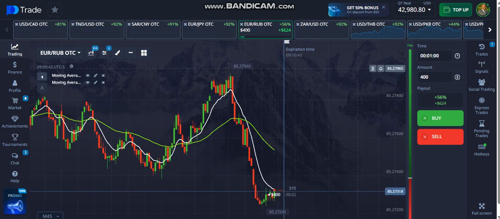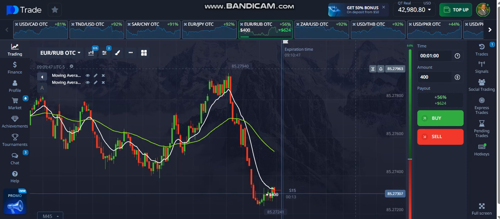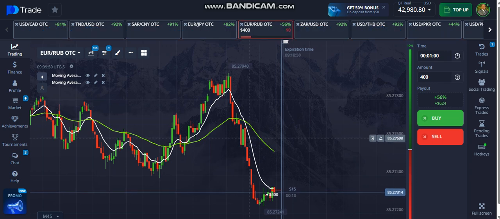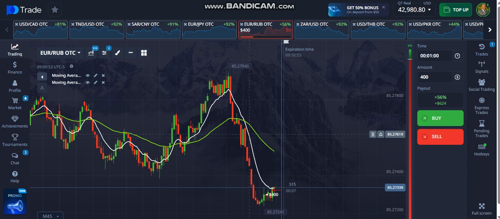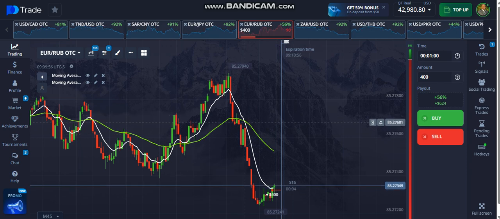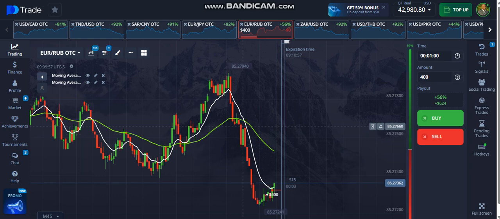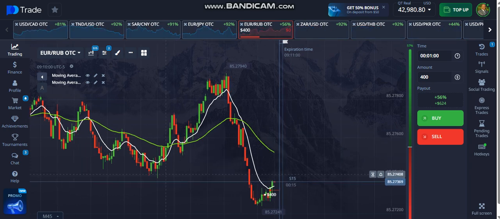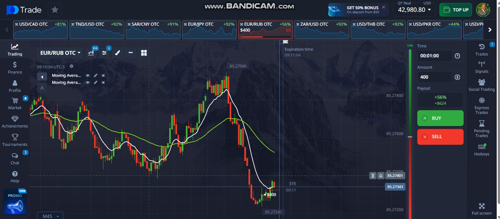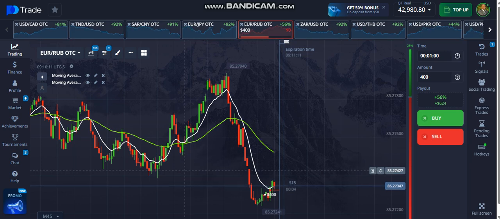Okay, so I'm back on the Euro Russian ruble OTC pair. And the reason why I took this trade is you see there's a sharp cross of the 10 EMA and the 50 EMA there. Nice bearish trend developing. Plus, the price broke the level of support down here, and so we took the trade.